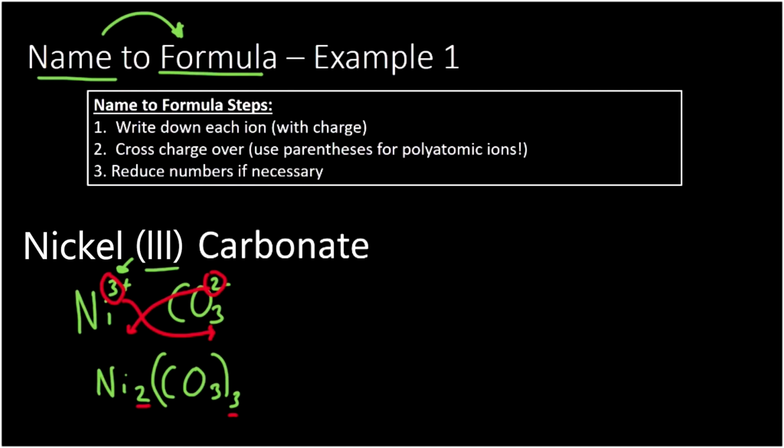Last thing I can check is, can I reduce 2 and 3? Is there any number I can divide 2 and 3 by? That'll give me 2 new whole numbers. And the answer is no. I'm just stuck at 2 and 3. And so that's my final answer. So there we have it. Ni2 and then 3 of our CO3s. All right, let's do another one.